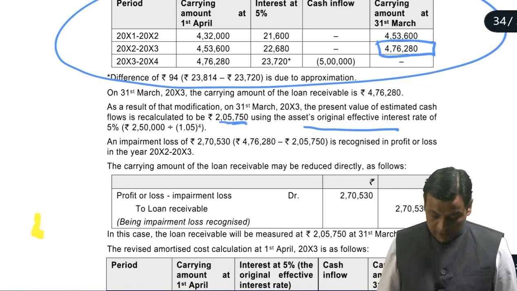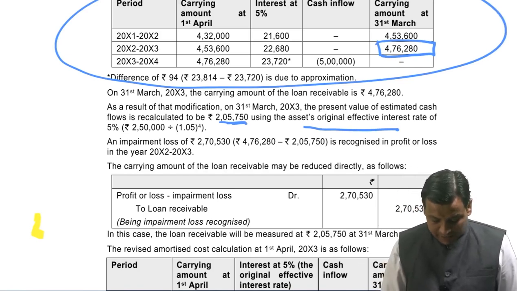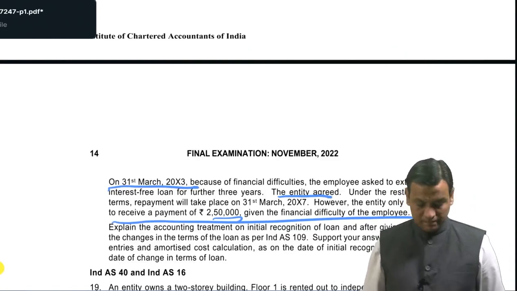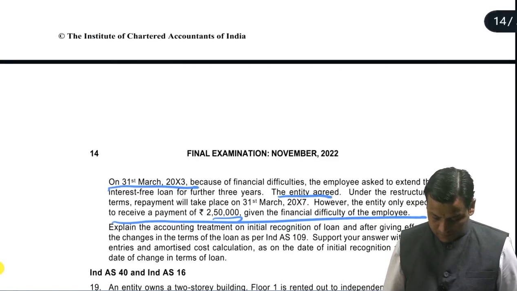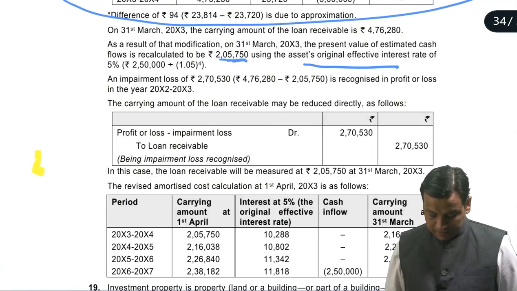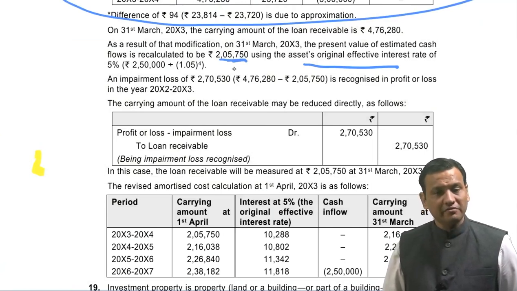That is true. Why do we do it this way? Because the question clearly mentions extend the interest free loan for a further 3 years, excluding the 3 years. So the value comes to 2,05,750.